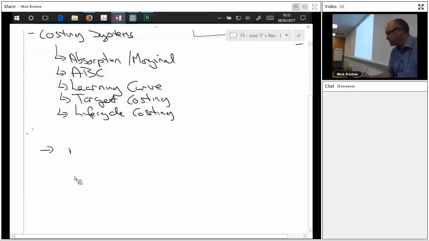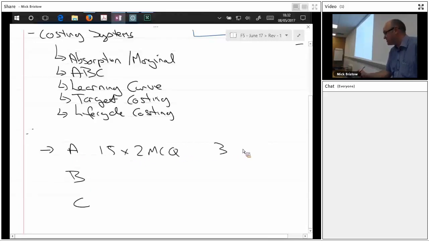But the exam is now split into 3 sections, sections A, B, and C. Section A is 15 2-mark MCQs, giving you your 30 marks. They're random ones covering the whole syllabus, so all of it will actually be covered. Section B: you've got 3 10-mark questions that are made up of 5 MCQs.